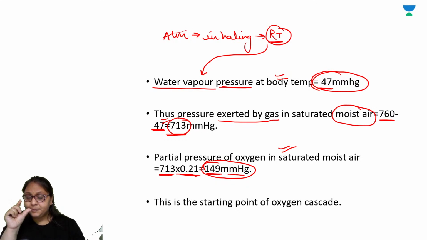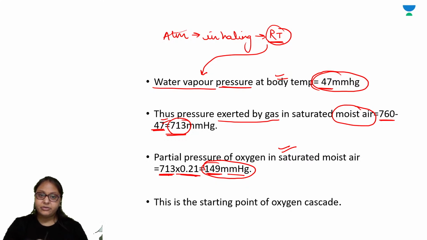Then this particular point, at the tracheal level, is the starting point of the oxygen cascade. Are you getting my point?